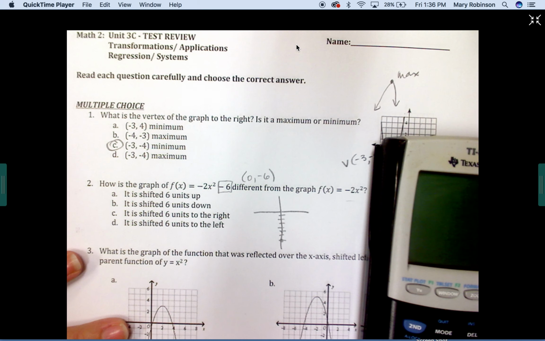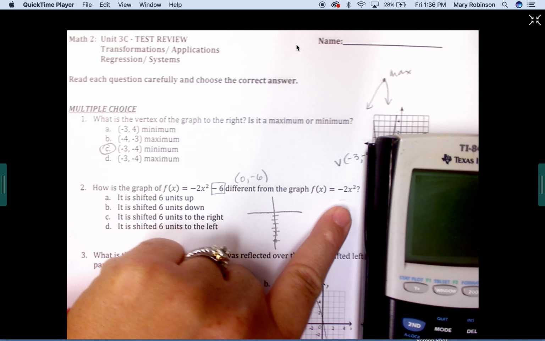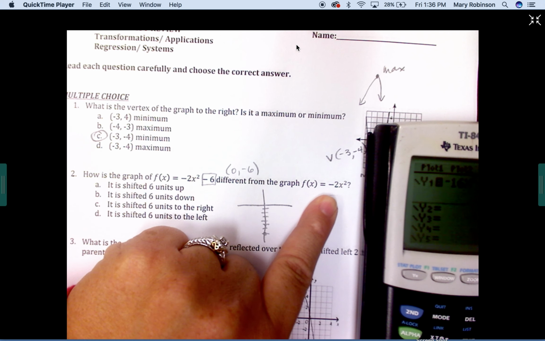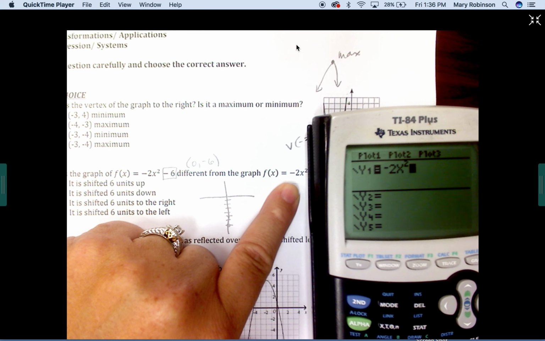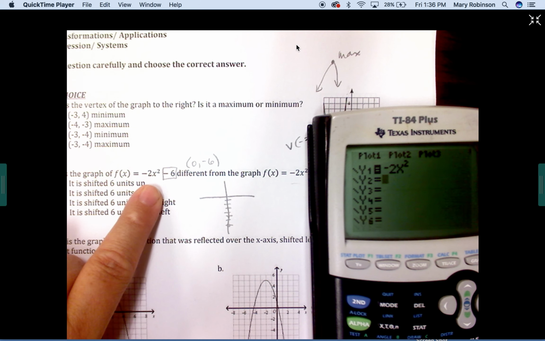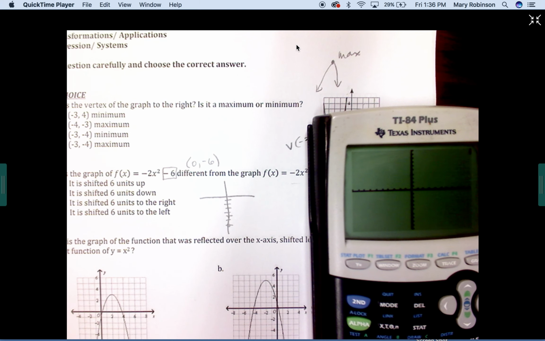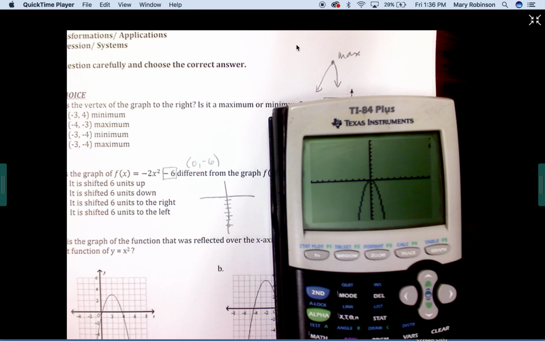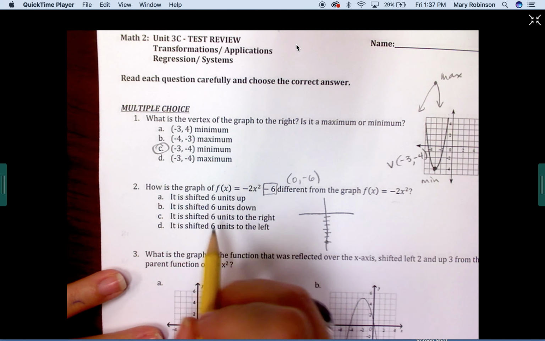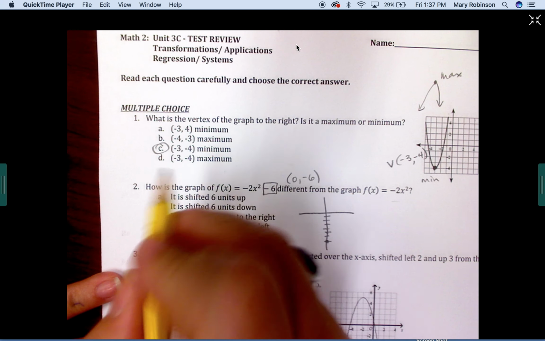If you aren't sure about that, then we can first graph. It says, how is this different from this? So that means you're starting with -2x squared. I would go to y equals and type in -2x squared, and then below that, type in -2x squared minus 6 to see how it's different. So here's -2x squared, and here is -2x squared subtract 6. You can see that it shifted vertically down 6. So it shifted 6 units down.